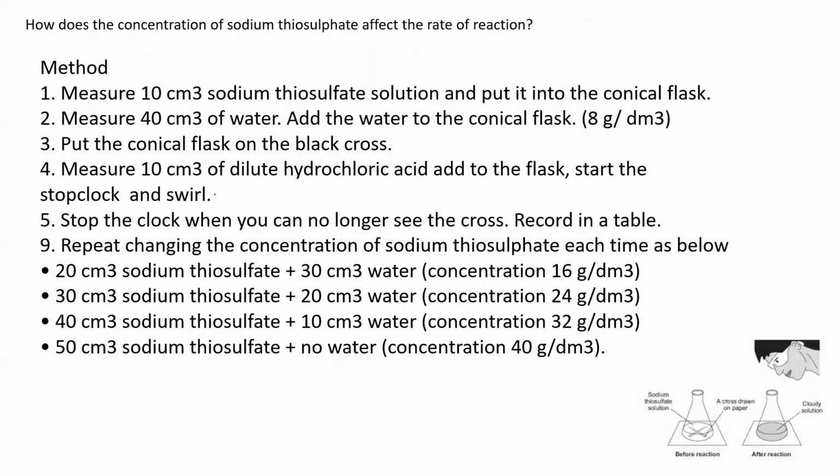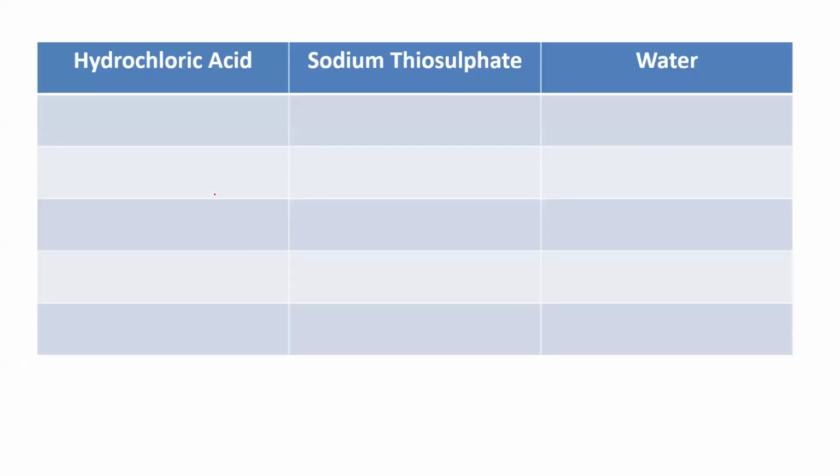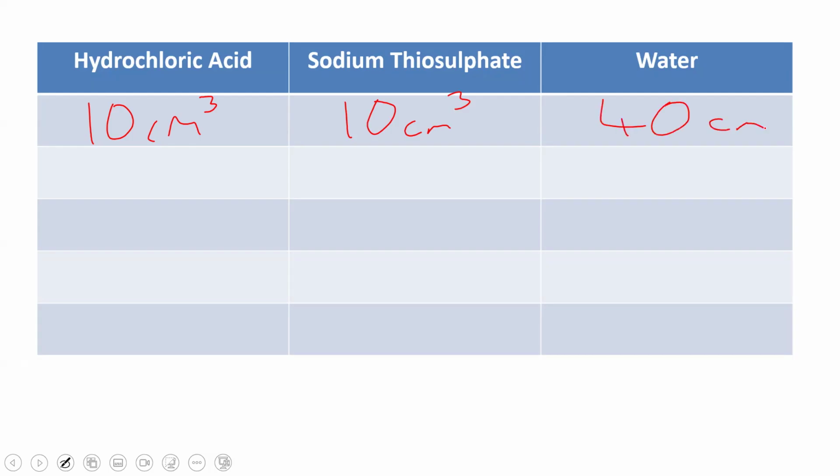The method is quite complicated. I've got a big, long, wordy method on there, but I'm just going to go through a few of the chemicals to simplify it. In experiment number one, we're going to have 10 centimeter cubed of hydrochloric acid. We're then going to get 10 centimeter cubed of sodium thiosulfate, and 40 centimeter cubed of water. That is experiment number one.